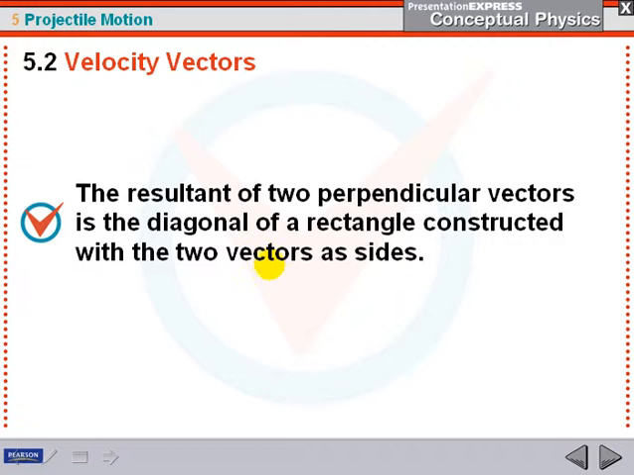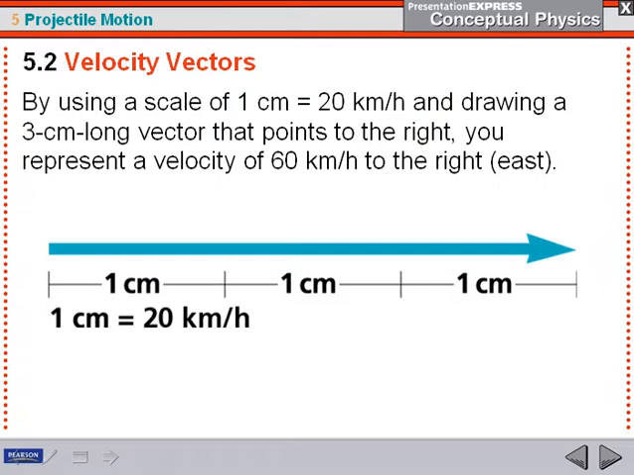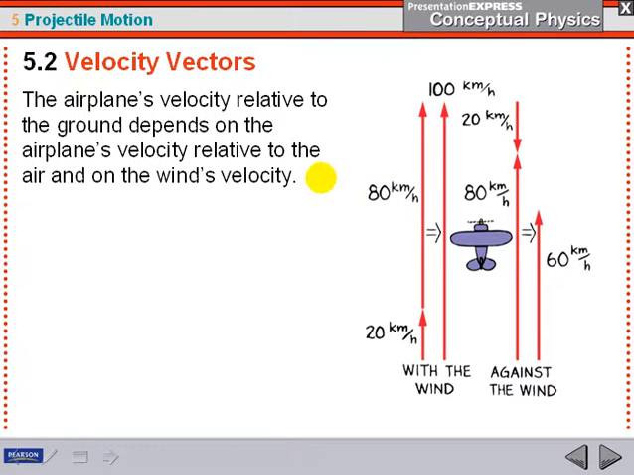So section 5.2, velocity vectors. The result of 2 perpendicular vectors is the diagonal of a rectangle constructed with the 2 vectors as sides. This is also a review. We've done this before. So here what we're going to do is add vectors together, and these are 1 centimeter vectors, and we can see if we add a 1 centimeter vector, which is equal to 20 kilometers per hour, and we add 3 of these together, we're going to end up with 60 kilometers per hour. A 3 centimeter long vector represents 60 kilometers per hour.